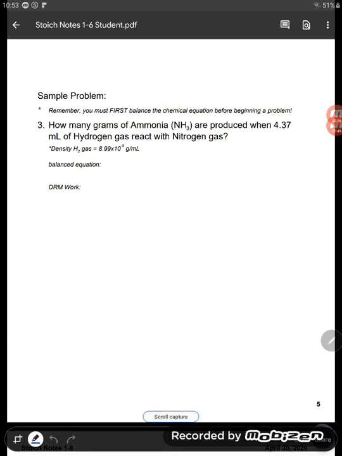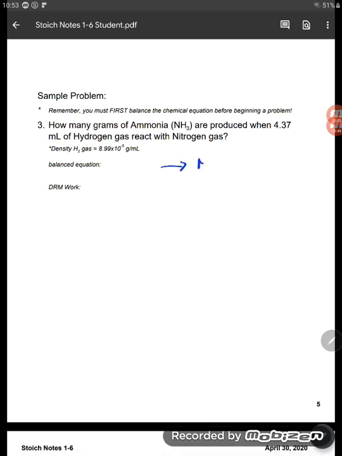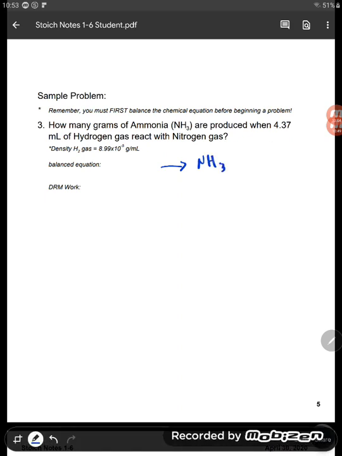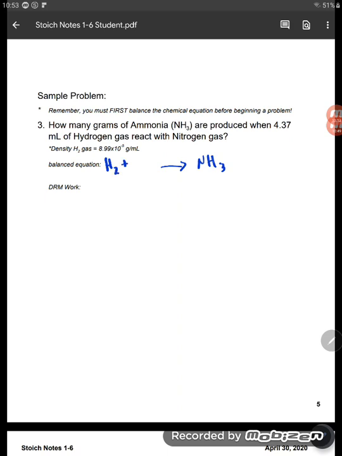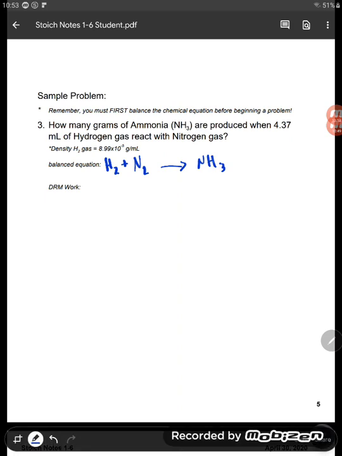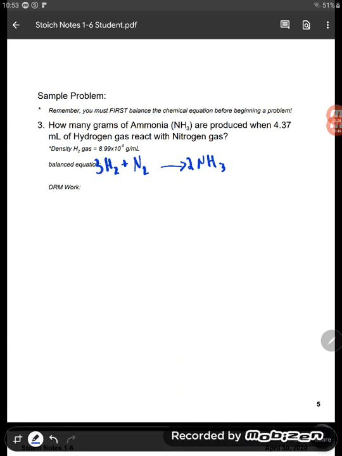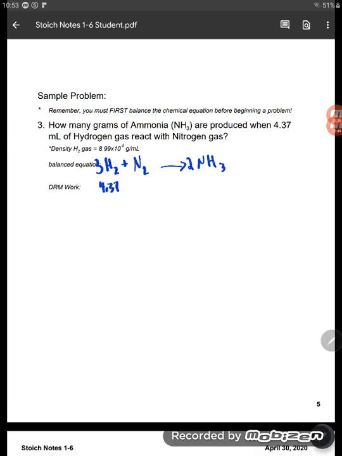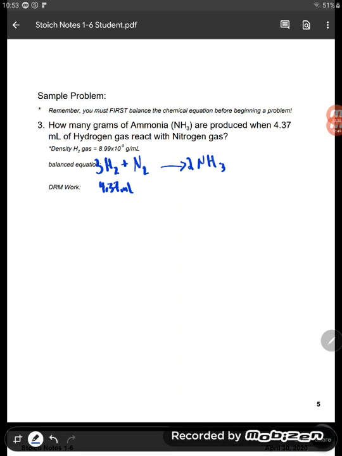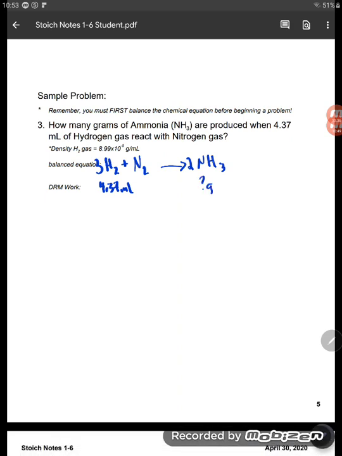How many grams of ammonia are produced? So if it says are produced, we know that that means the NH3 is going to be on the other side. When we have 4.37 milliliters of hydrogen gas, so it's hydrogen, so that's a diatomic, so H2, and nitrogen also H2, also diatomic. You'll see the 3-2 scenario, so 3 and 3, and that balances out my nitrogen. I'm given that 4.37 milliliters of hydrogen gas, and I'm asked for grams here.